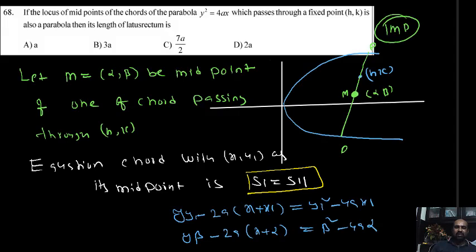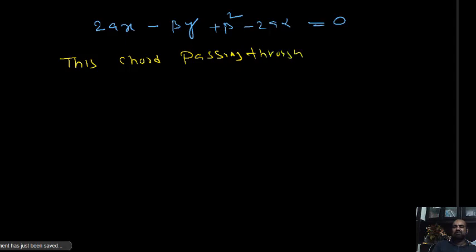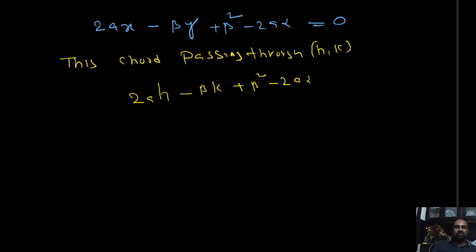Now this chord is passing through h comma k, meaning instead of x I can write h, instead of y I can write k. So 2ah minus beta k plus beta squared minus 2a alpha equal to 0. This is the locus equation. Now instead of alpha I will write x, instead of beta I will write y, and conclude.